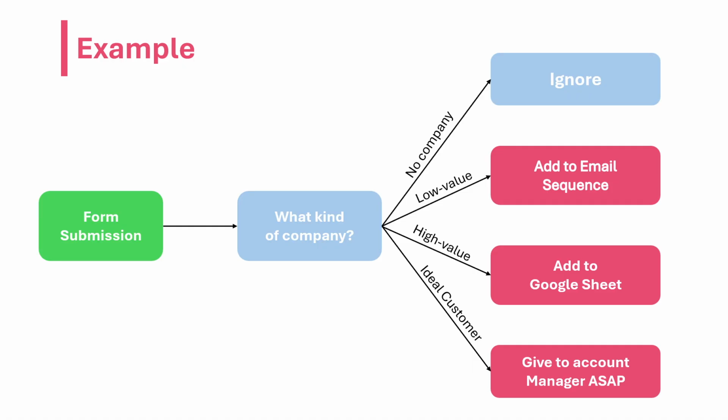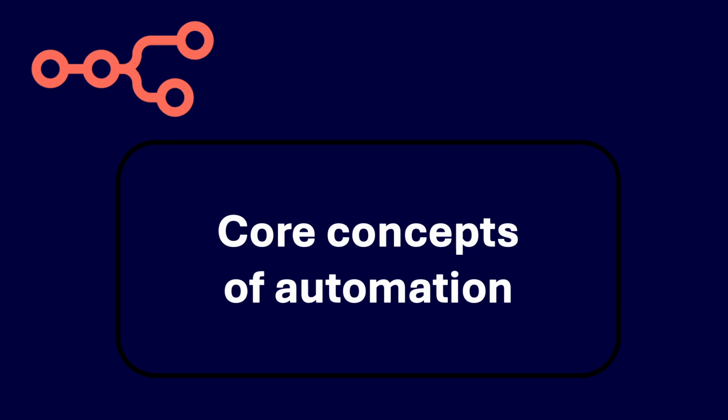So generally, what kind of company is our trigger? No company, low value, high value, ideal customer. This arrow, or we can say the flow chart, is our filter data, and then we will generate certain outcomes. So these are our actions, which we are also going to discuss in terms of terminology later on. Now we will see some core concepts of automation.